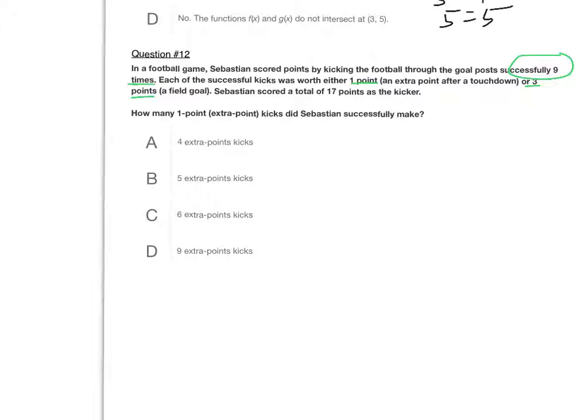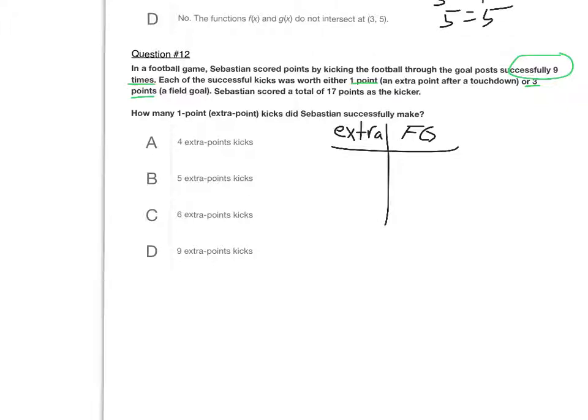So he scored a total of 17 points as the kicker. You can do a couple of things. We want to have a total of 17 points. So you could guess and check your way to the answer. You could set up an equation to solve. But let's just take our choices A through D, and then we're going to set up a table and see if that is possible. So this will be extra, and this will be field goal. So I'll just put FG.